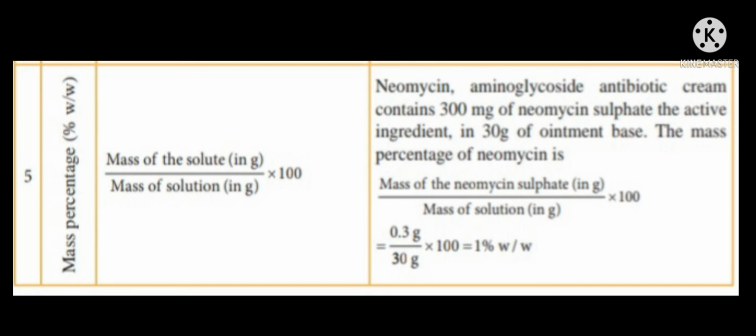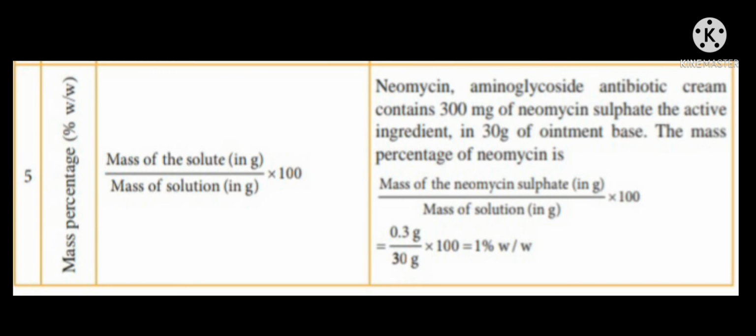Next, we will discuss mass percentage. It is expressed as mass of the solute in gram divided by mass of solution in gram into 100. Neomycin aminoglycoside antibiotic cream contains 300 mg of neomycin sulfate, the active ingredient in 30 gram of ointment base.